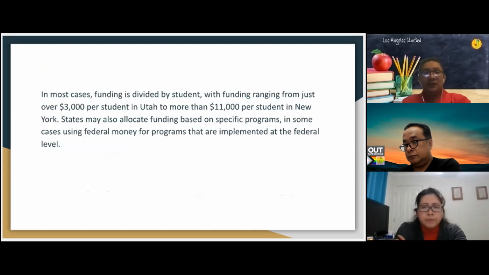To continue, in most cases, funding is divided by the students, as Mr. Jonathan mentioned earlier, with funding ranging from 3,000 per student in Utah to more than 11,000 per student in New York. States may also allocate funding based on specific programs, in some cases using federal money for programs that are implemented at the federal level.